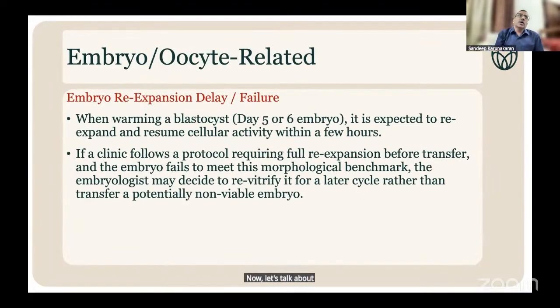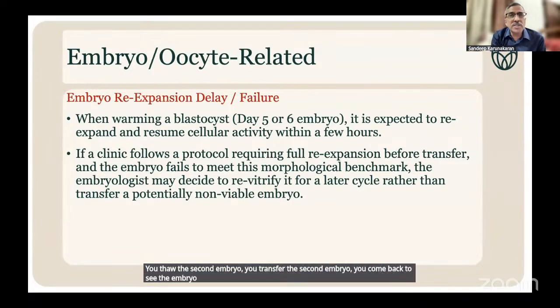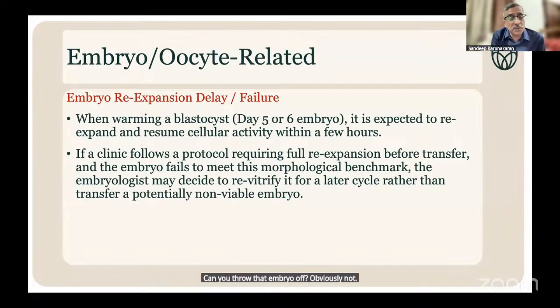Now, let's talk about factors which are at times beyond our control, in the hands of the oocyte or the embryo. For example, you warm an embryo on day 5 or day 6, and it fails to re-expand. You thaw the next embryo in order to suit the timing of the clinic, because you know that once you thaw an embryo, it doesn't expand, and the patient has a spare. You transfer the second embryo, you come back to see the first embryo later after the transfer, it could be the same day or the next day, and you see it has expanded. Can you throw that embryo off? Obviously not, especially if it's a good one, because you decided to warm it because it was a good embryo. So this can be one of the reasons for revitrification, that is, failure to expand.